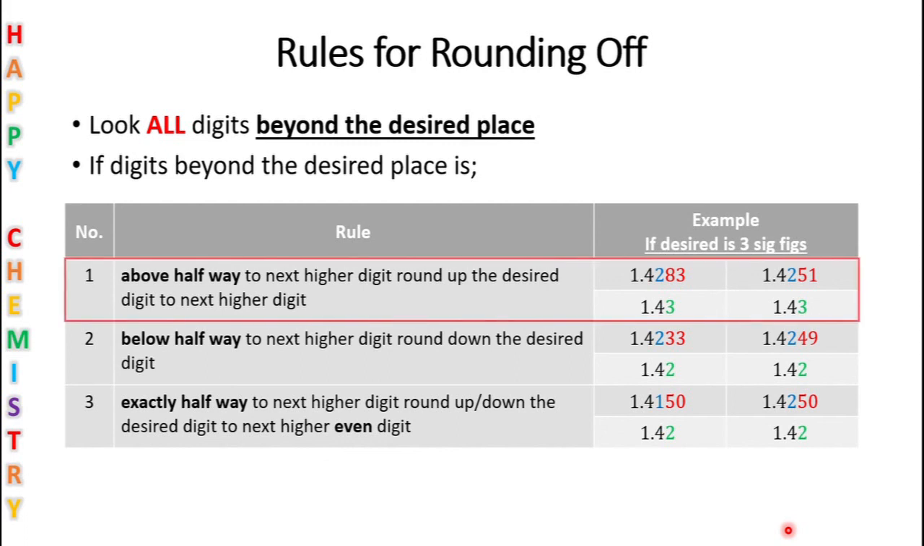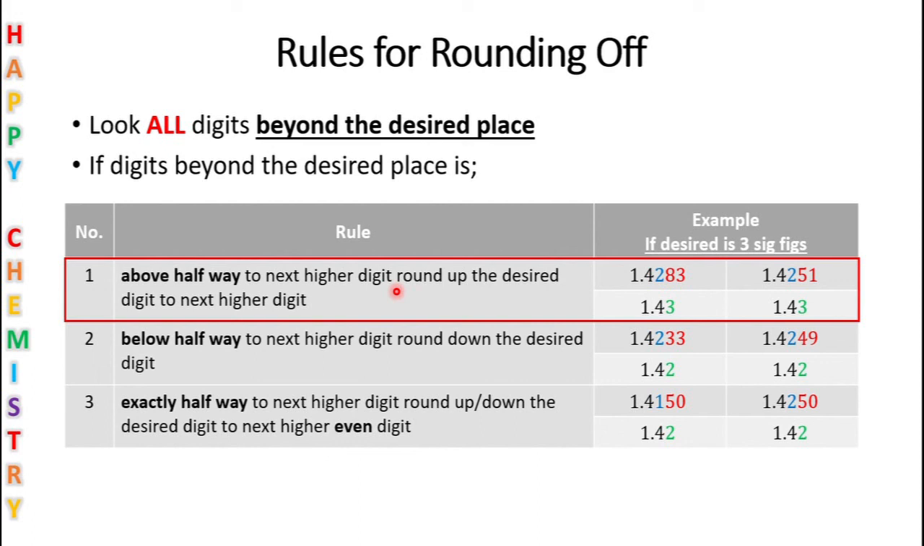The first rule is, if the digits beyond the desired place are above halfway to the next higher digit, round up the desired digit to the next higher digit. If the digits beyond the desired place are above halfway to the next higher digit, round up the desired digit to the next higher digit.